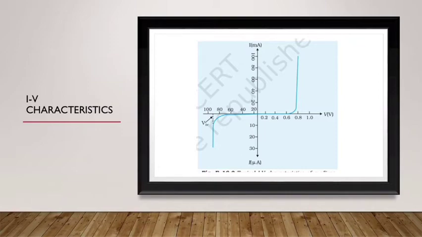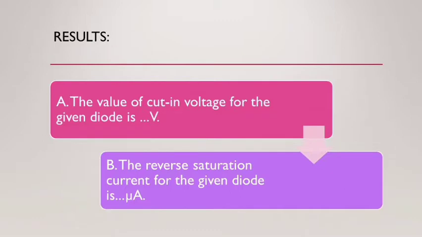And the result is the value of cut-in voltage for the given diode that you have to find, and the reverse saturation current for the given diode, which is in microampere. These are the results. Rest we will do in the practical.